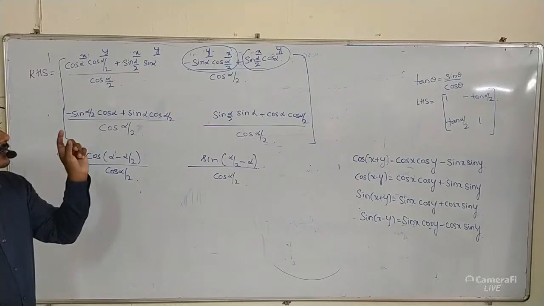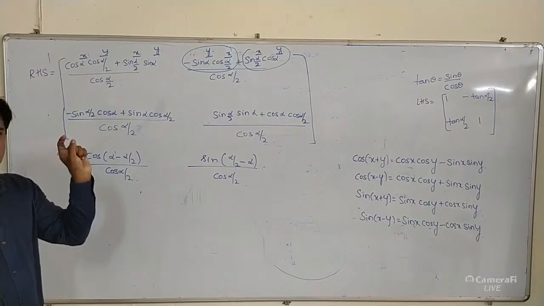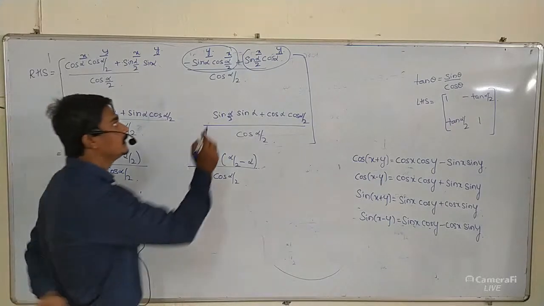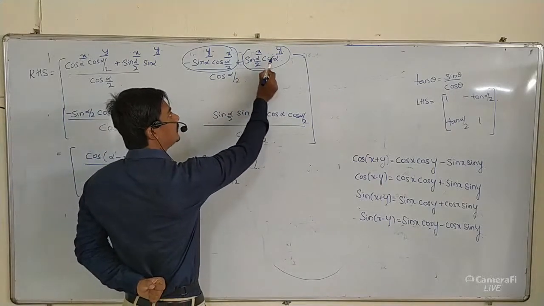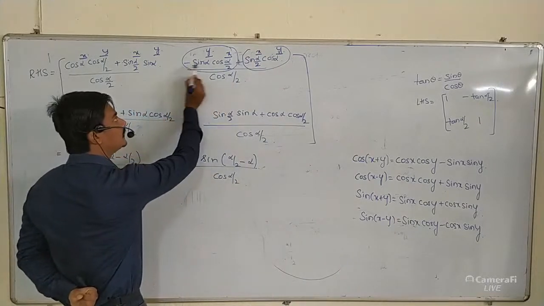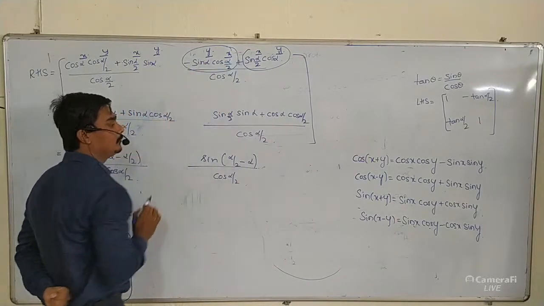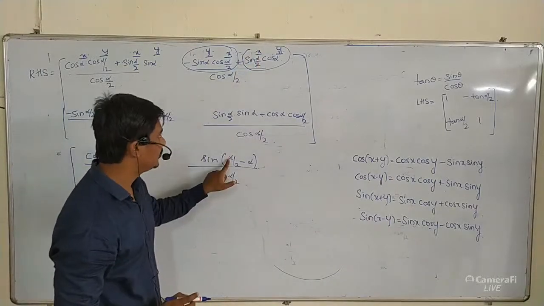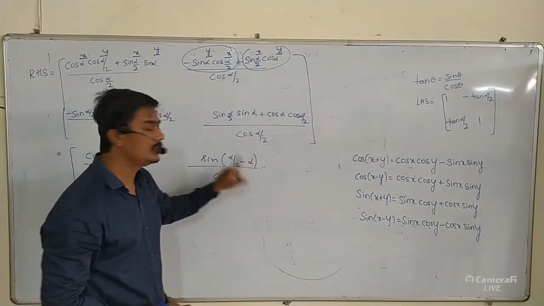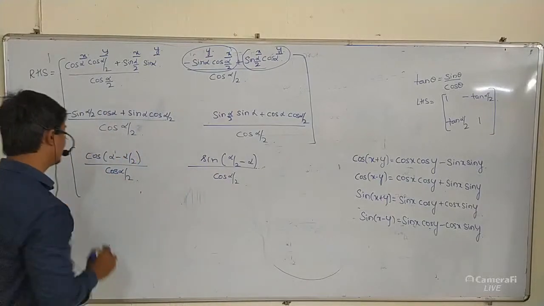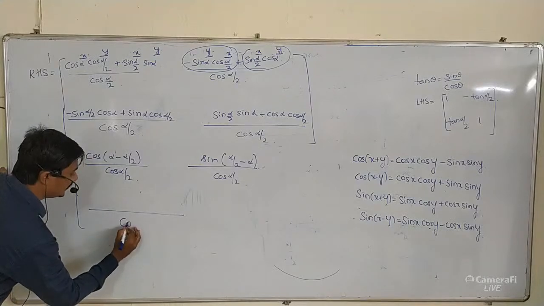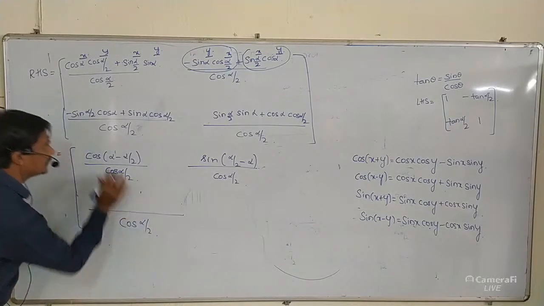You need to understand the terms properly. You need to choose x and y properly. See here, this becomes sin x cos y minus cos x sin y. So sin of, in the place of x we are having alpha by 2, minus, in the place of y we are having alpha. So denominator is our cos alpha by 2 here also.